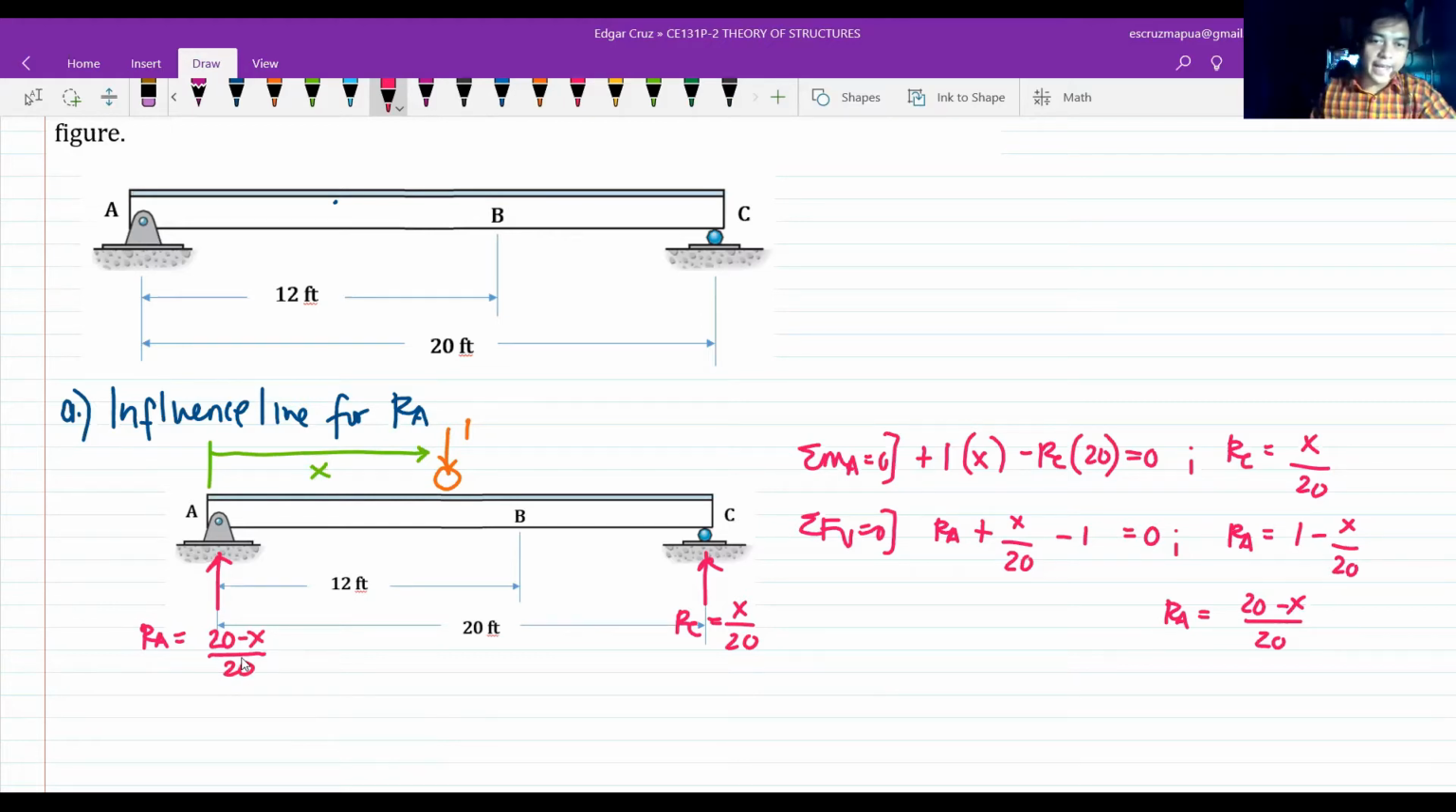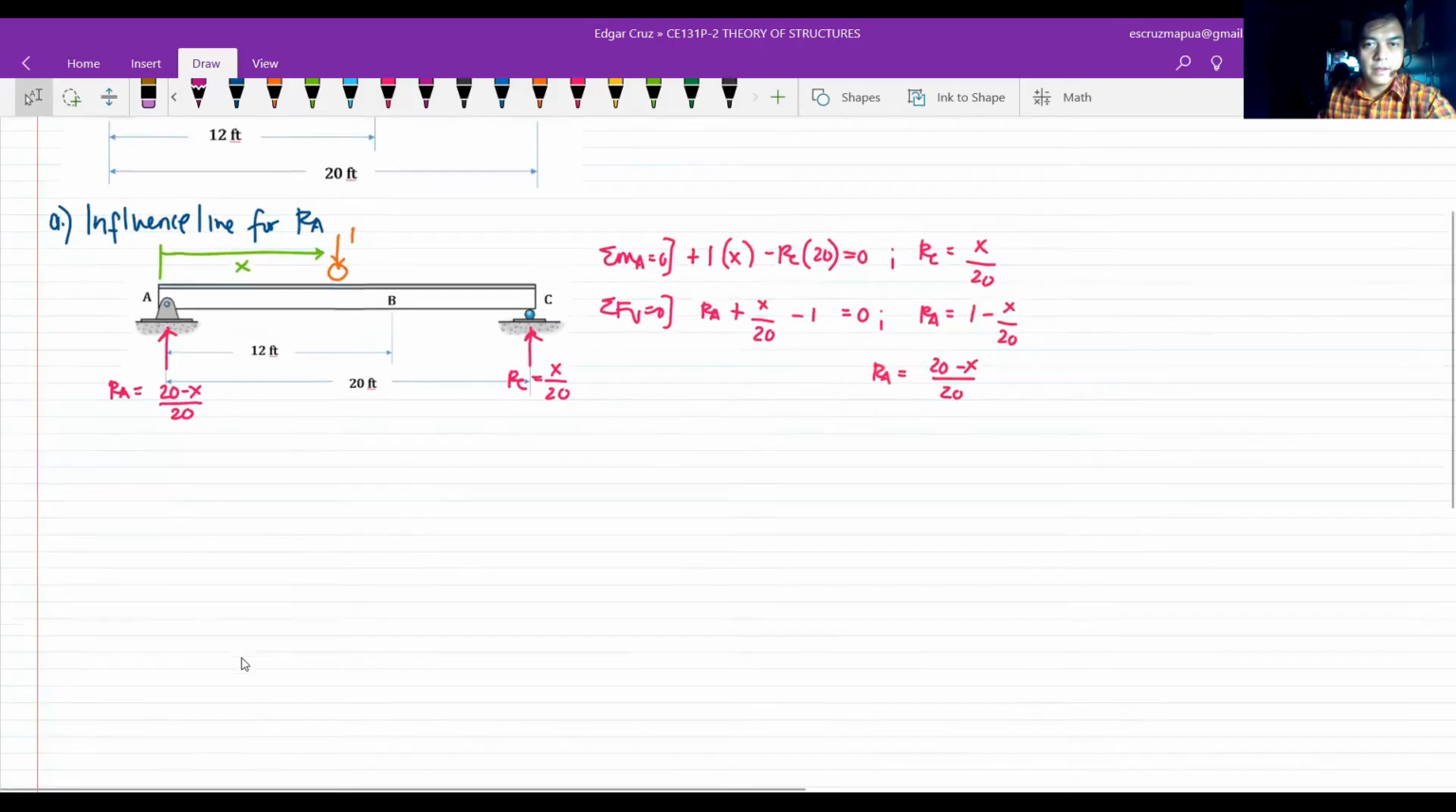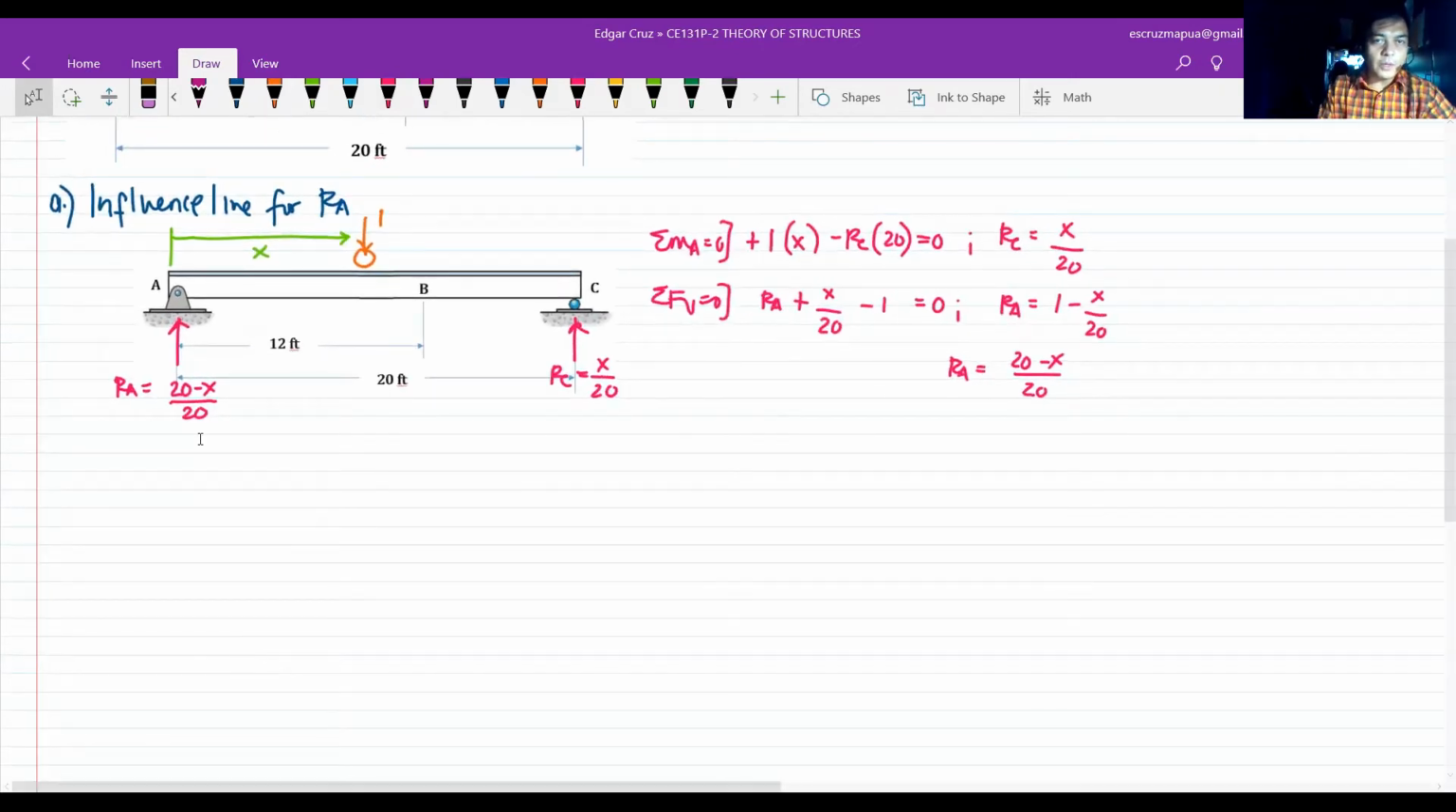As you can see, RA and RC are functions of X. X is a variable which ranges from 0 to 20. So next, what we're going to do is draw the influence line for RA. Let us set ranges. When X is equal to 0, what would be the reaction at A?